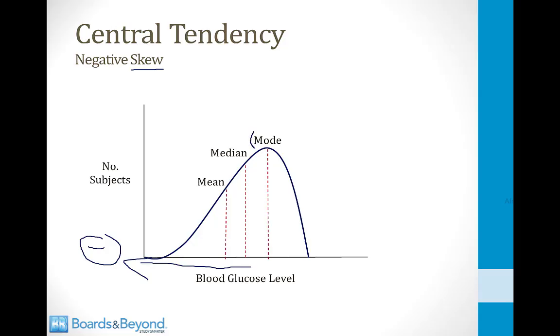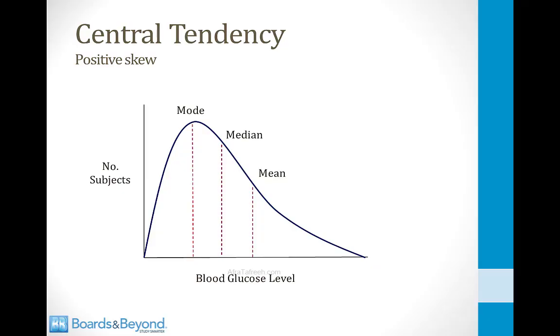First of all, remember that the mode is always the highest point, so that's the easiest thing to find. Next, remember that the mean is always furthest away from the mode towards the tail, and then the median occurs in the middle. And these rules will still hold up when the data are positively skewed.